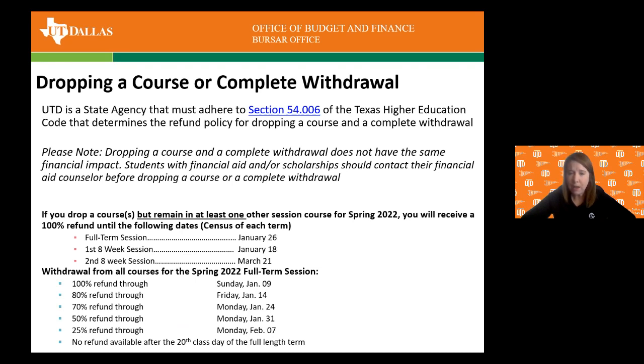On the dropping, I will say that when you're dropping a class, you either get 100% back or you get nothing back. So if you drop a class prior to census day, you will get 100% back for that class. If you drop after census day, then you're going to owe 100% for that class. So that one's kind of an all or nothing kind of thing.